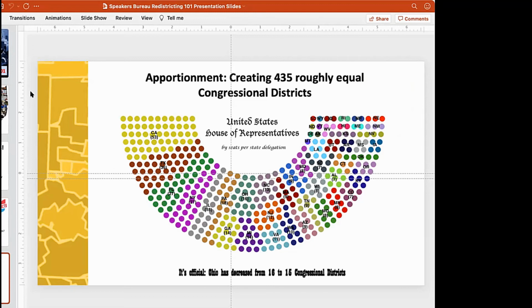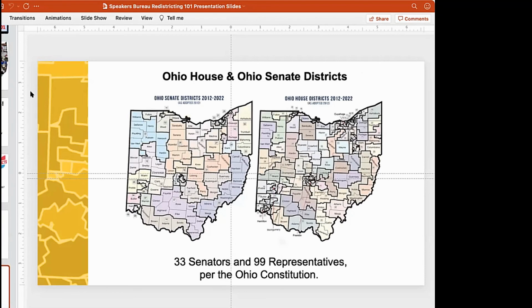It appears that Ohio has lost 1 congressional seat, so we will have 15 districts for the House of Representatives. How that works out in terms of the representation: in 1790, each member of Congress represented about 34,000 people. Today, each represents about 711,000.